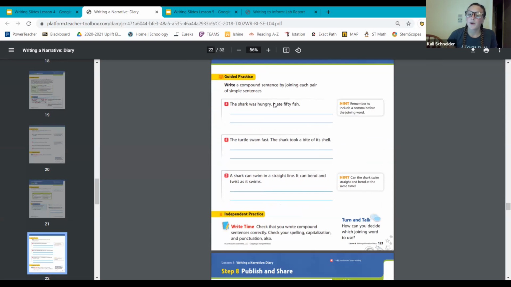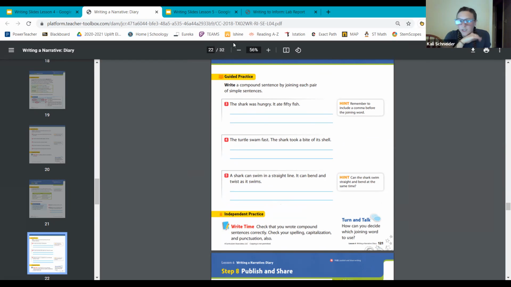Let's go ahead, and we are on page 121. Today we're going to write a compound sentence by joining each pair of simple sentences. You're going to need some paper to write on, and you can just copy what I'm writing or copy it from the page to make it a compound sentence. We see here that we have hints, and we're going to read the sentences and think about those hints, what's going to make them the best.